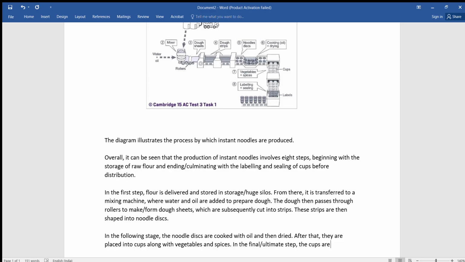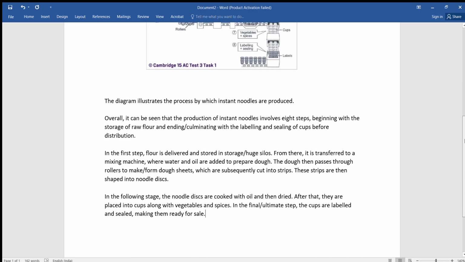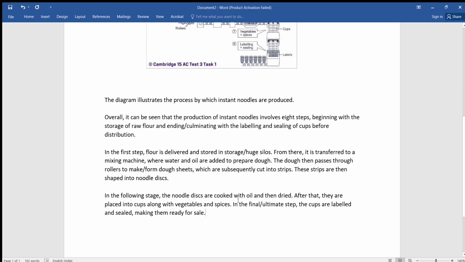The cups are labeled and sealed, making them ready for sale. Okay, so we have done with our sample answer. So you can write a process chart like this.